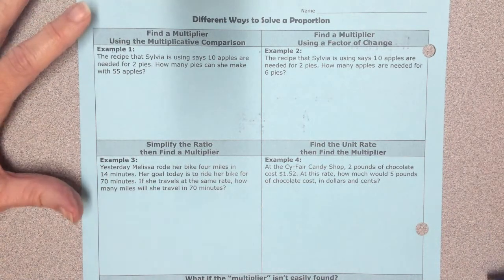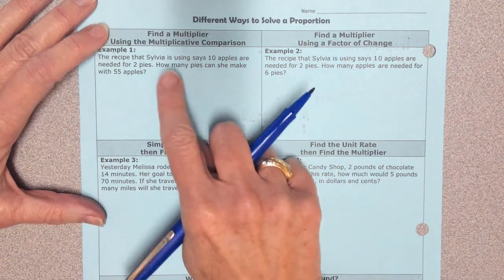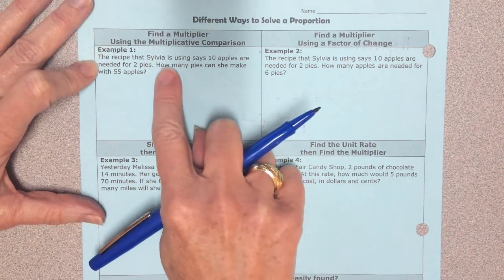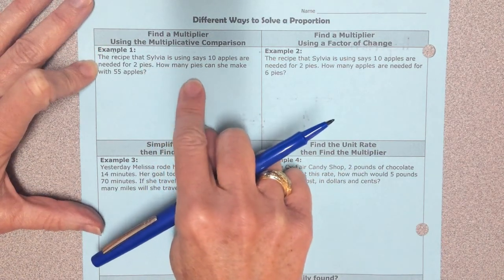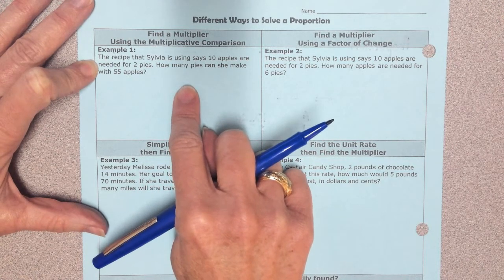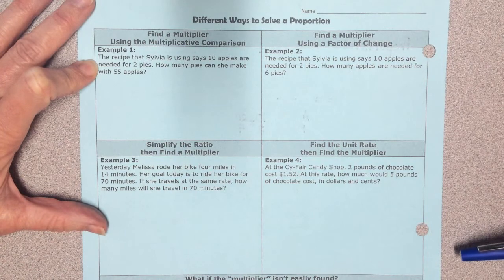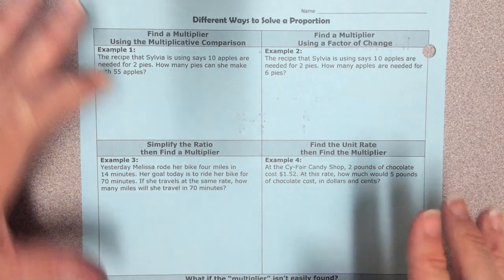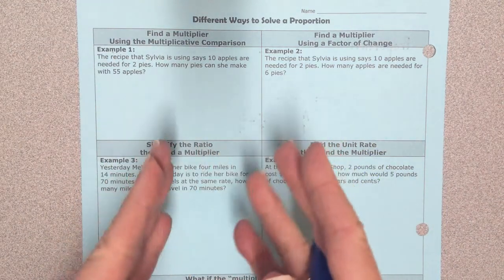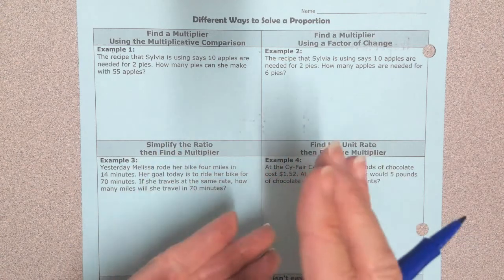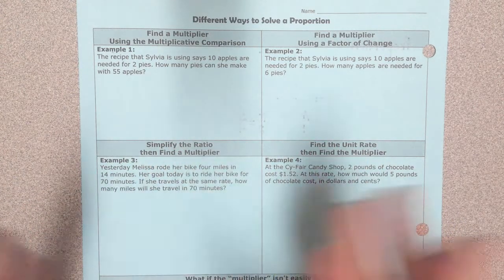So we've been doing this in class. There's different ways. We can look and find a multiplier, right? Find a multiplier. So what we're going to do is set up our proportion, and then look to see if we can find a multiplier. And that multiplier can either be within the ratio, or it can be between the ratios.